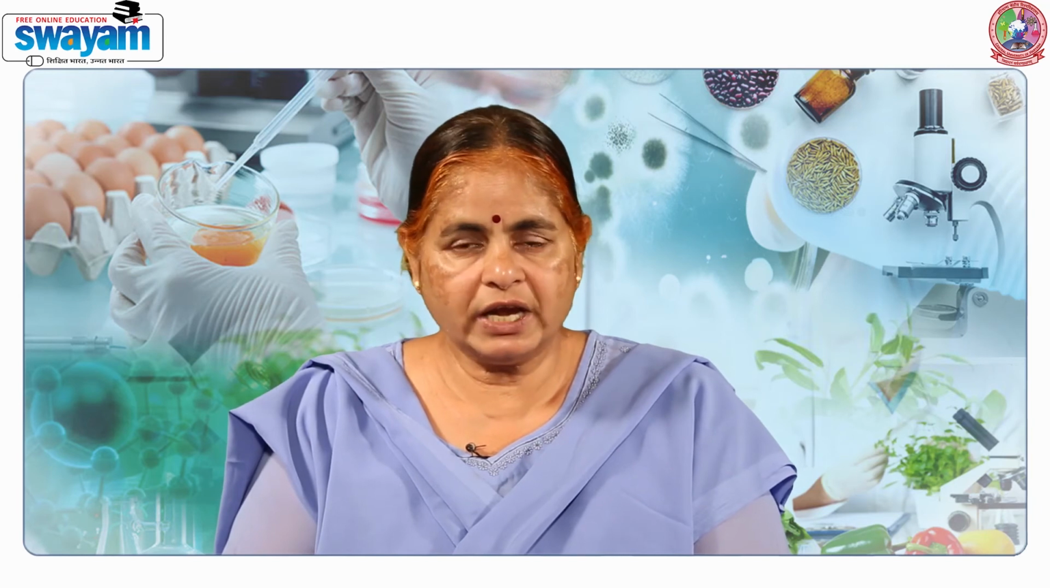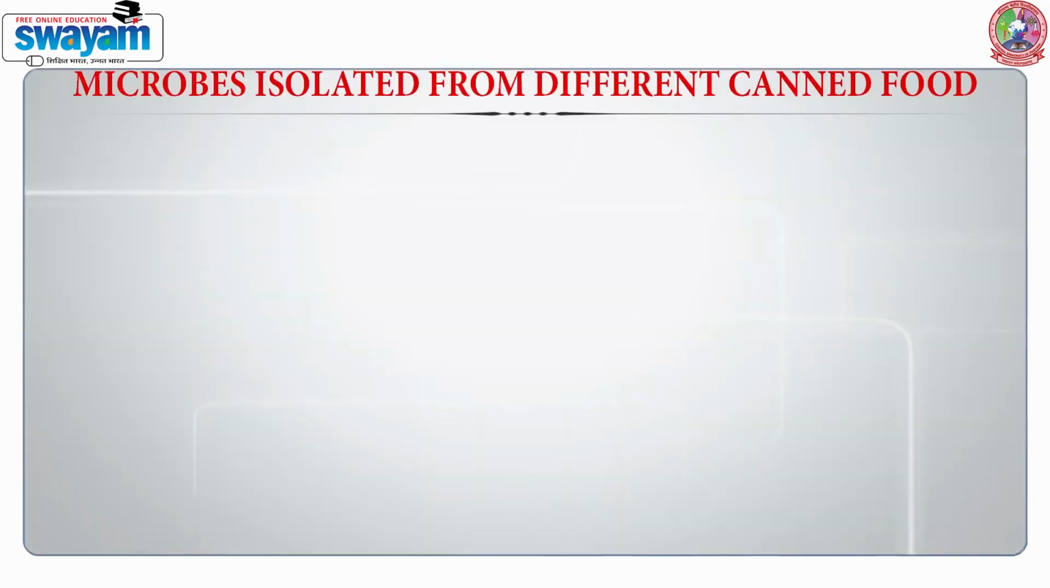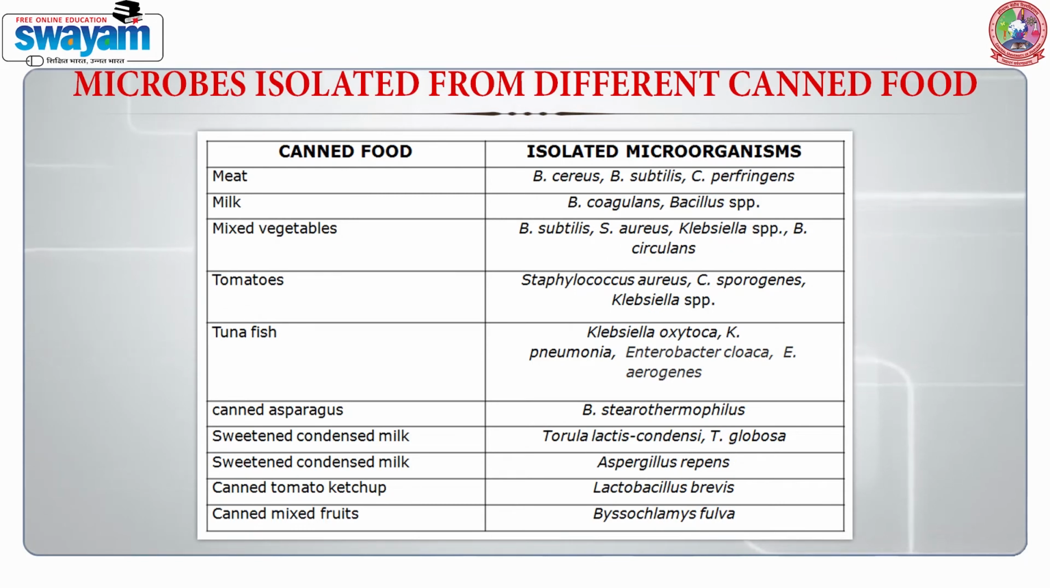There are different types of microorganisms which are isolated from different canned foods. Now I will tell you about some of the microbes which have been isolated from different types of canned food. For example, meat and milk will have species of Bacillus. The prominent ones are Bacillus cereus, Bacillus subtilis, Clostridium perfringens. Mixed vegetables stored in cans will contain Bacillus subtilis, Klebsiella species, Bacillus circulans.